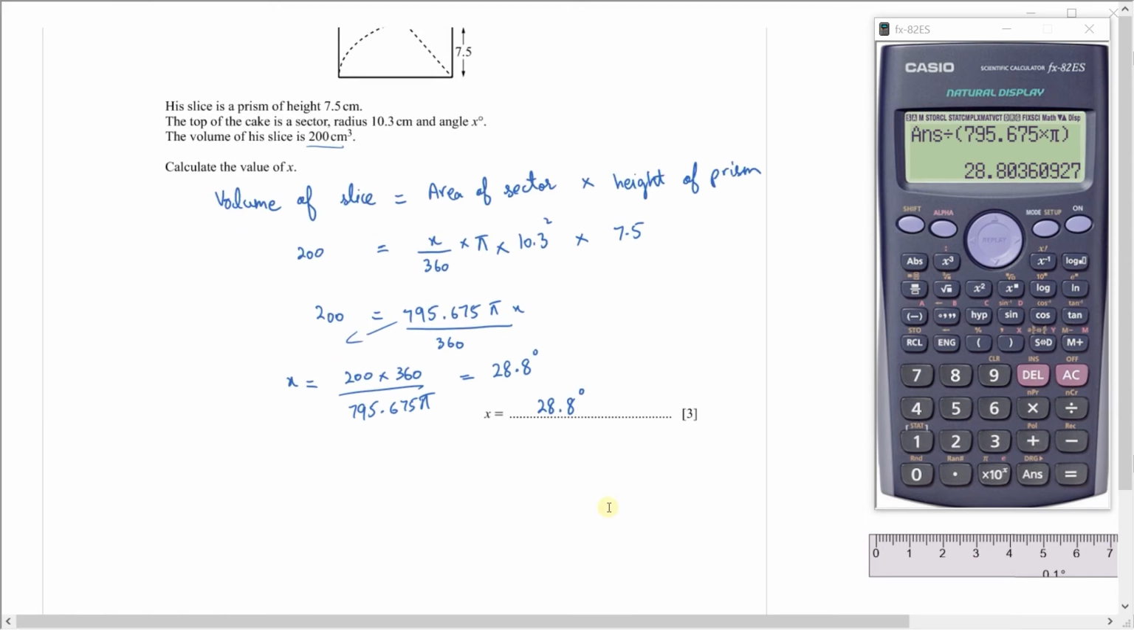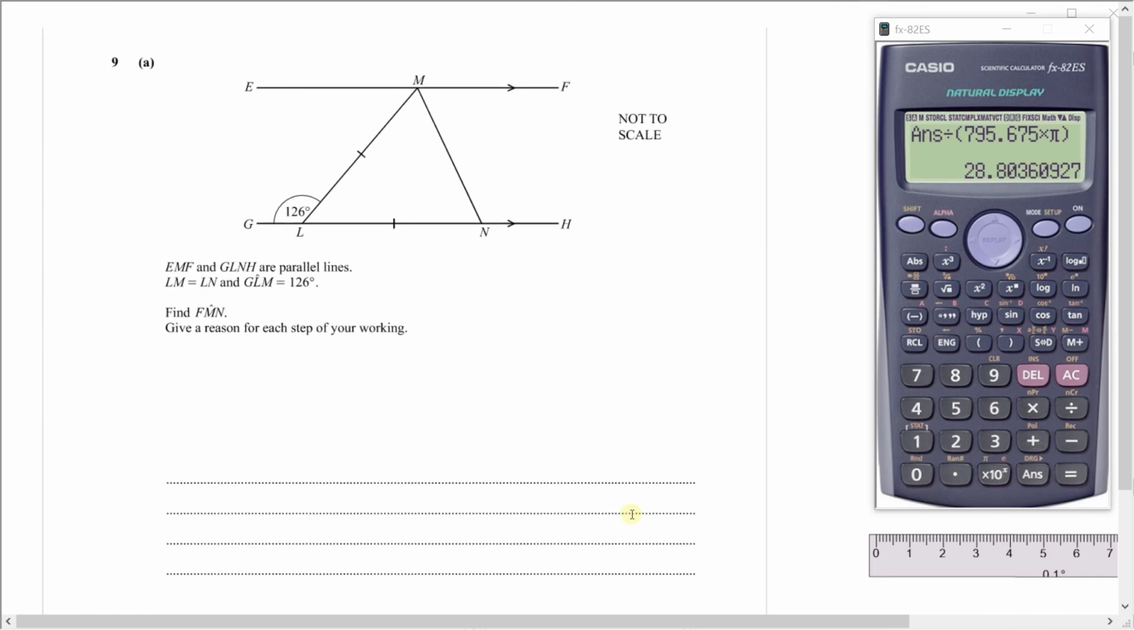Let's move on to the next question. Question number 9: EMF and GLNH are parallel lines. So these two lines are parallel. This length LM is equal to this length LN, and this angle is 126 degrees. Find angle FMN. Give a reason for each step of your working. So FMN is this angle here.